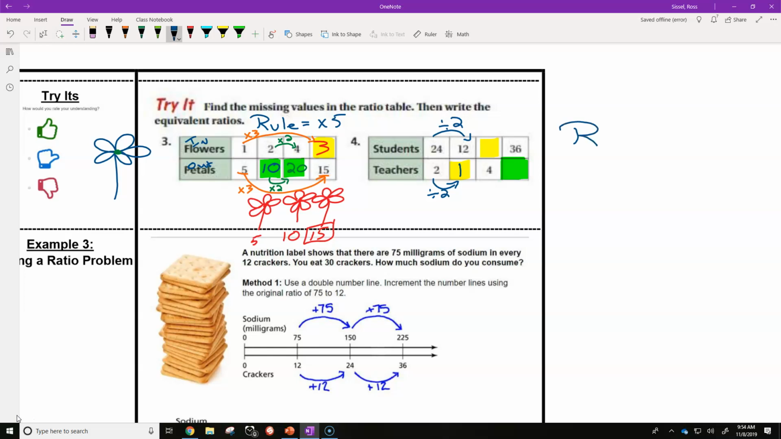Actually, what you did was you found the rule from teachers to students, which is to times by 12. You actually kind of looked at it backwards. You're seeing if I had teachers times 12 gives me students. So teachers is 4. 4 times 12 is 48. That actually works.